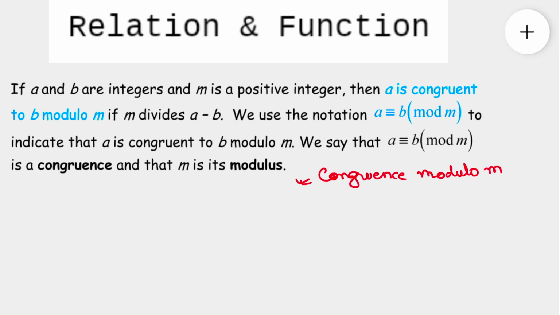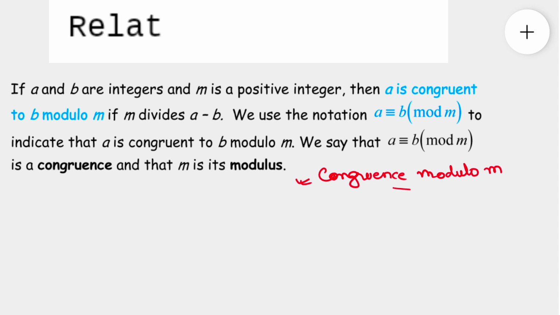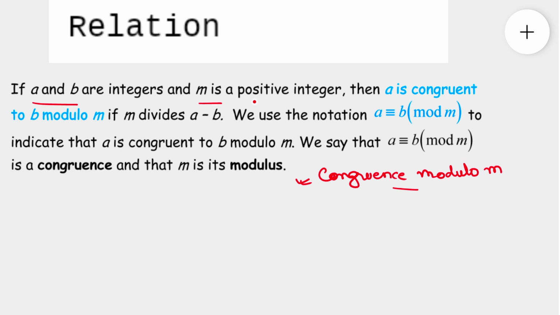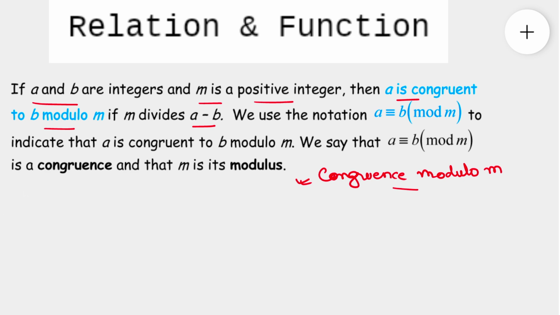Now first of all, let us understand what we mean by congruence modulo m. Suppose we have two integers a and b, and m is a positive integer. Be very sure that m has to be a positive integer. Then a is congruent to b modulo m if m divides the difference a minus b. Now this sentence by itself might sound a little confusing, so let me give you a proper example here.